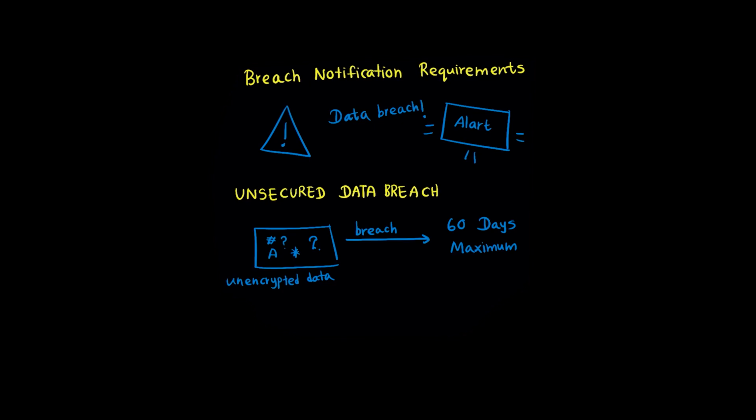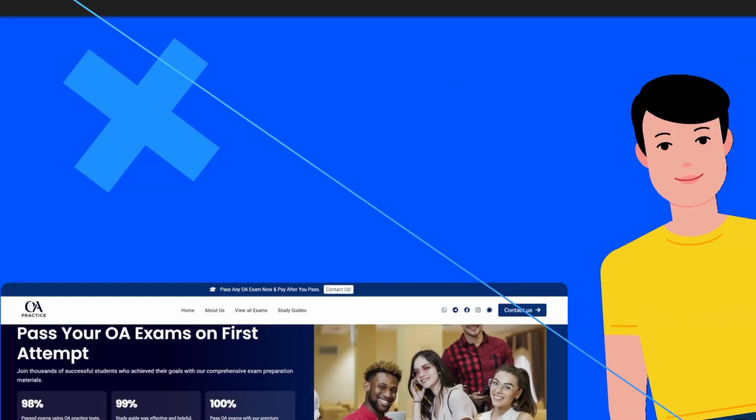The notification must occur without unreasonable delay, no later than 60 days after discovery, explaining what happened, what information was involved, and steps individuals should take. These requirements ensure transparency and allow affected individuals to protect themselves from potential harm.